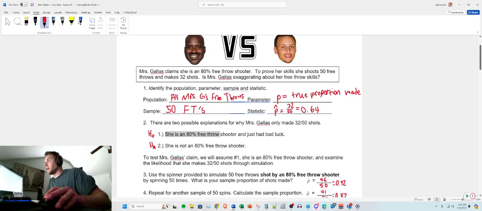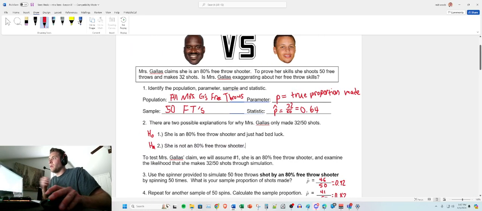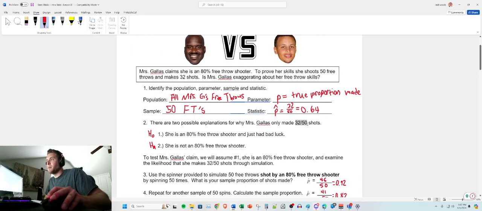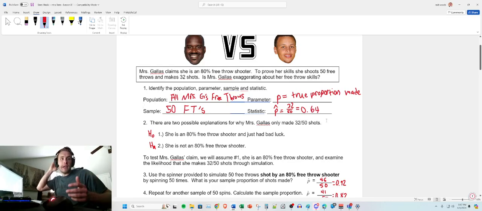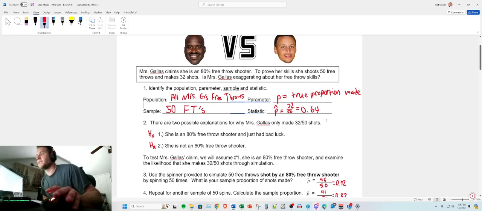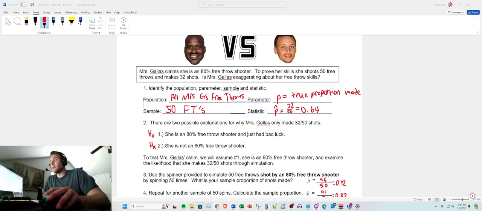So the null is, okay, she's an 8% free throw shooter, but she just had bad luck. And then option 2 was, no, she's not. So we're saying, okay, could this have just been bad luck? 0.64, that's what we're trying to assess here. That's the logic of the significance test: could this have just happened randomly? And we're saying no, because that value is so low.